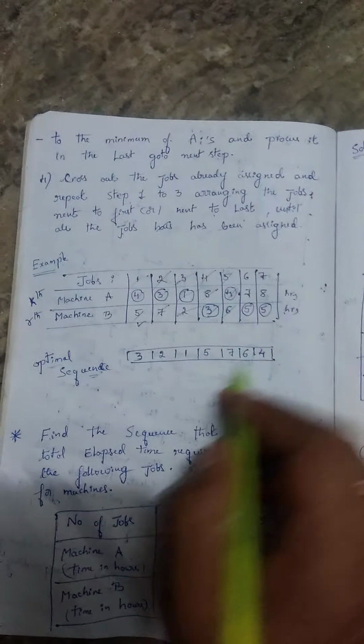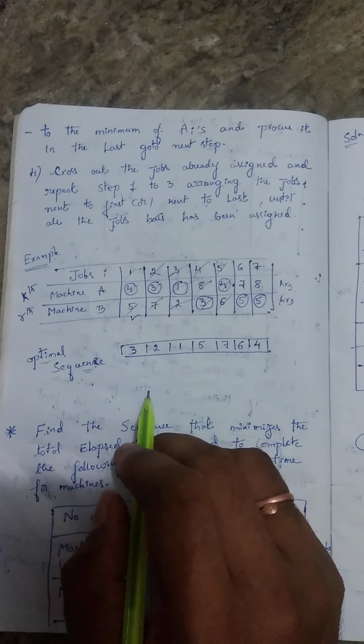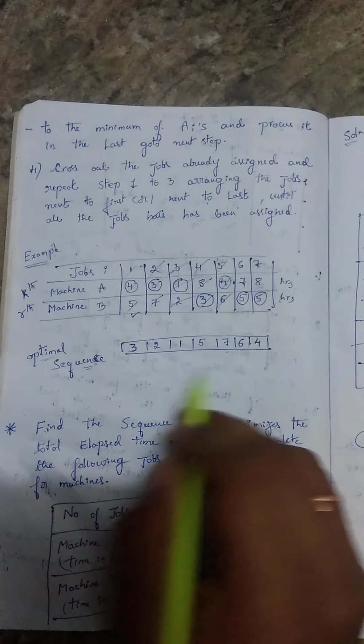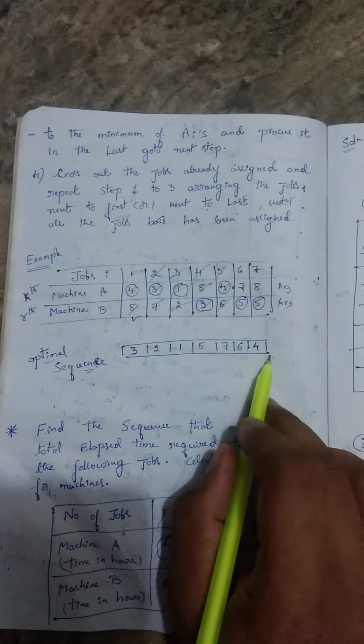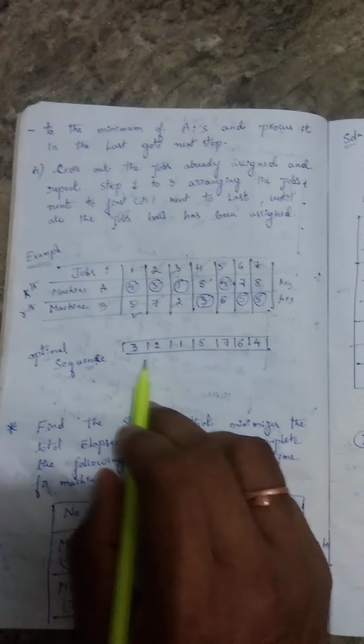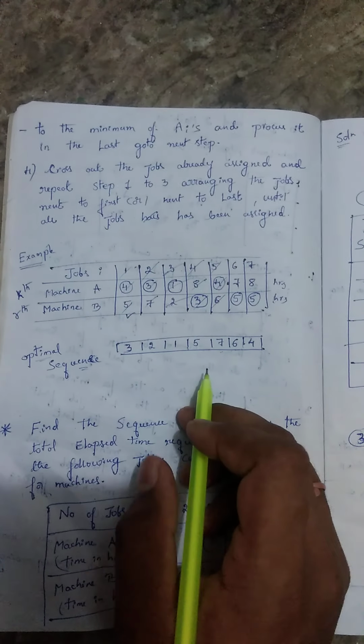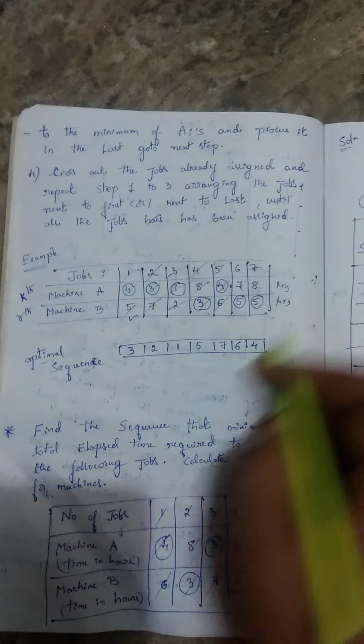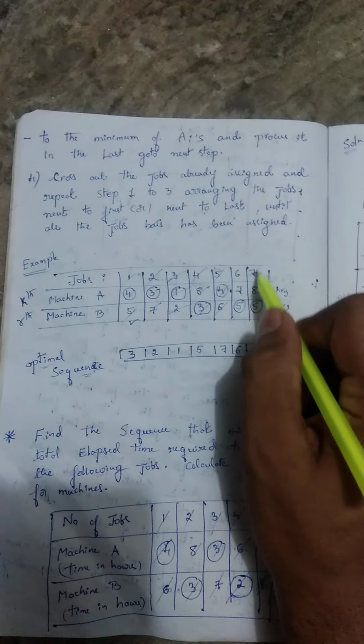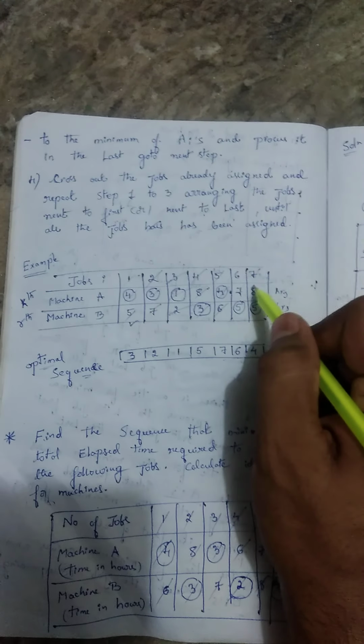As per the given conditions, we are placing the job sequencing. As per Johnson's algorithm, we are placing the jobs, and after that we are crossing both jobs.